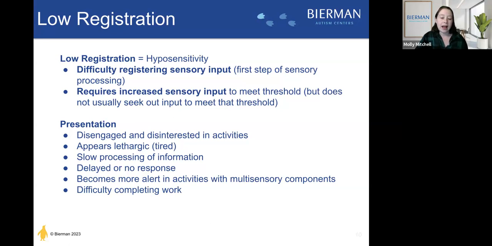And so then they're not actively looking for increased sensory input in order to register that information. So in order for a child with low registration to recognize sensory input, they require an increased amount of sensory input. For example, a child who didn't register you saying their name might just need you to use a louder voice. When a child has low registration, they might also appear disinterested or tired. They might need extra time to process information, and they might have some difficulty attending to work or an activity.